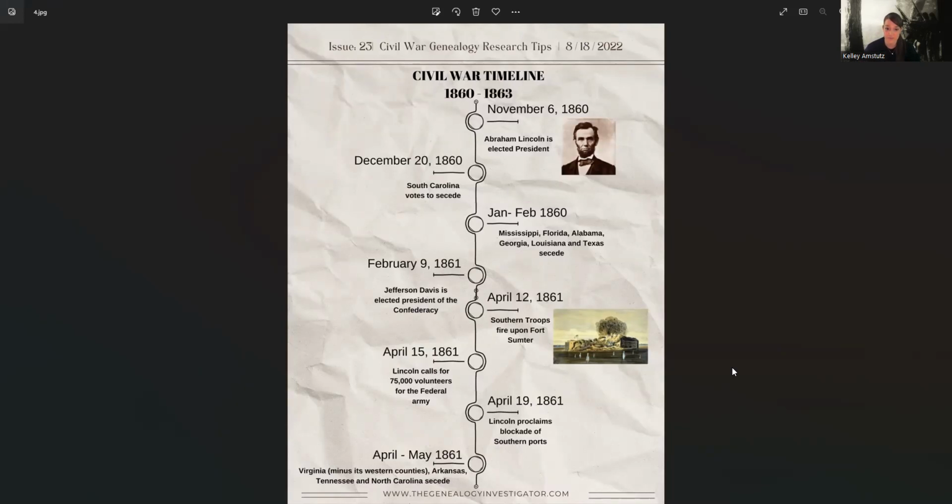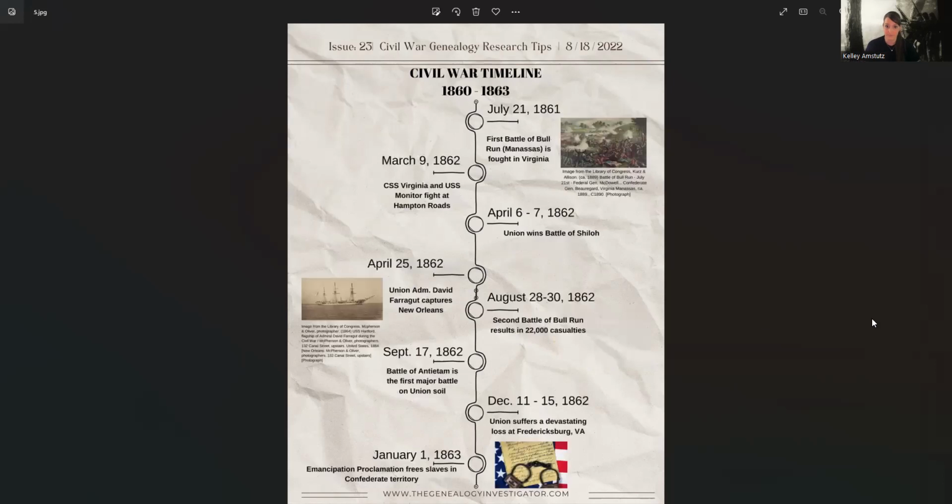The Southern troops fired upon Fort Sumter, April 12th, 1861. Lincoln calls for 75,000 volunteers for the Federal Army, April 15th, 1861. Lincoln proclaims blockade of Southern ports, April 19th, 1861. It just kind of brings it to life. I'm going to go ahead and flip over to the next page. The first Battle of Bull Run is fought in Virginia, July 21st, 1861.